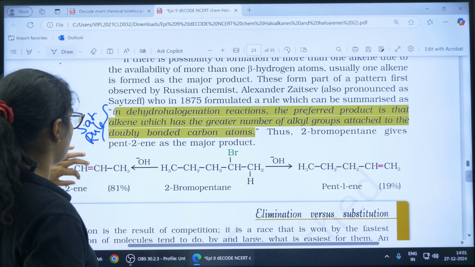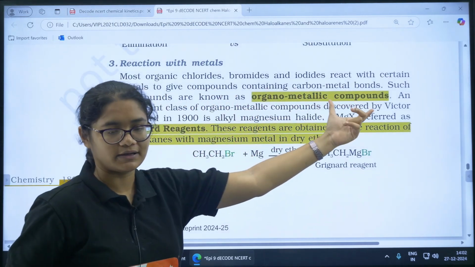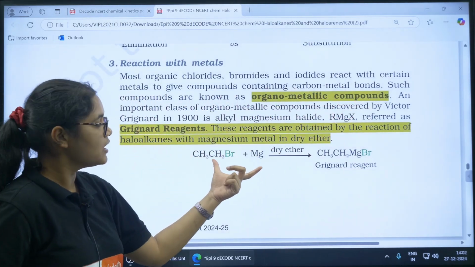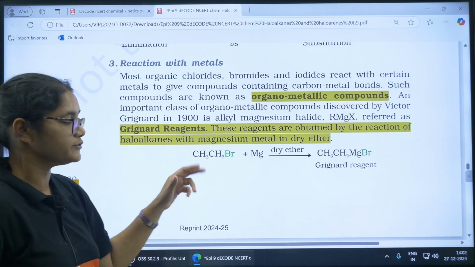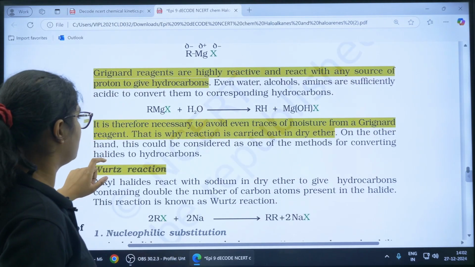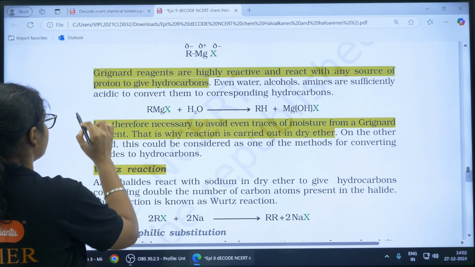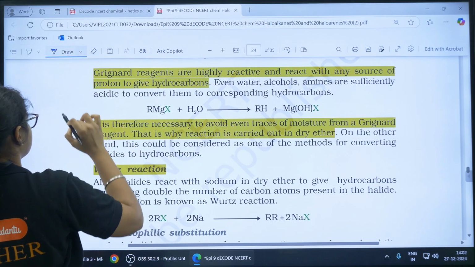Then after that we have reactions with metals. So what are organometallic compounds, what is Grignard reagent, how is Grignard reagent prepared, these also can be questions. Next, if we move towards why Grignard reagent should be prepared in dry conditions. So this is also a question, why.